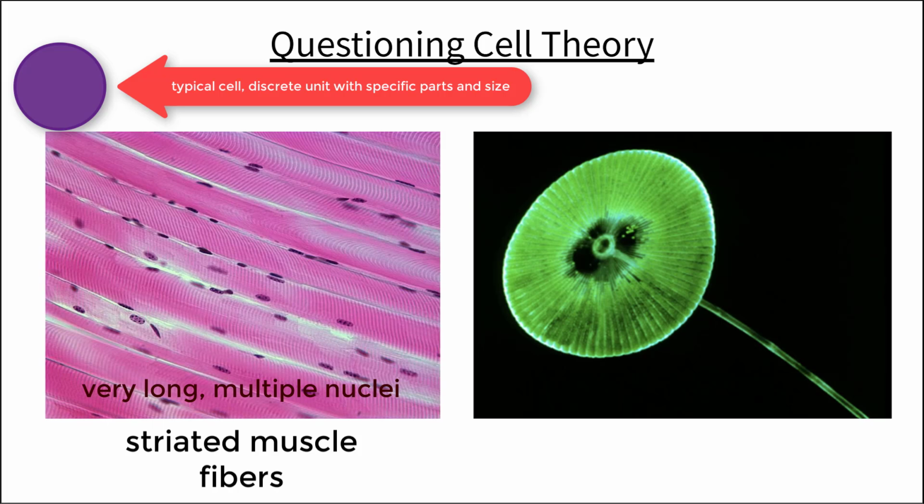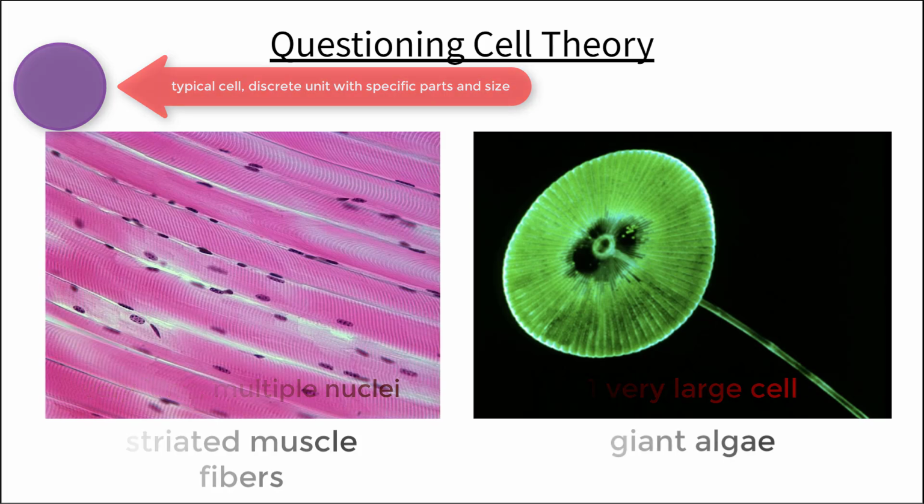Another example that questions cell theory comes from algae. Giant algae exist that grow to be extremely large even though much of their size is composed of one single cell. This breaks the notion that large organisms can only be made up of smaller discrete cells working together.